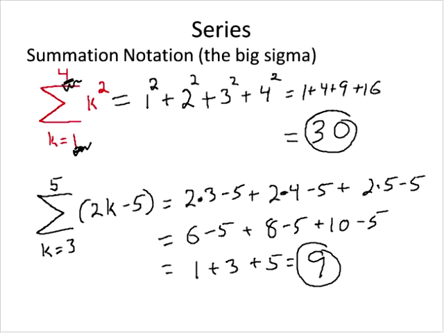So using this summation notation, which is just the uppercase sigma, I'm going to run from this low number 3 up to this high number of 5. And just plug that in, add them all up, and that gives me my answer of positive 9. Sigma notation.